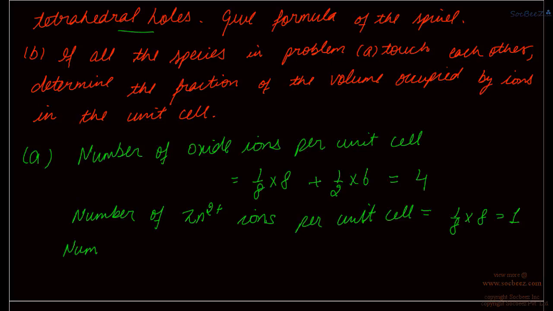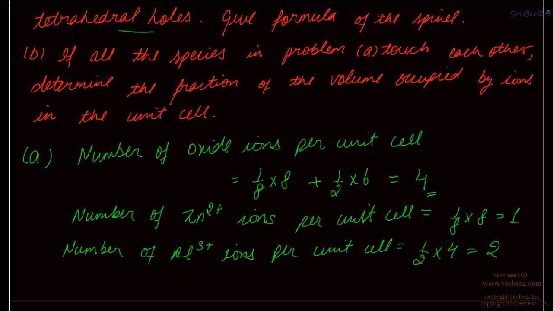Now, since 1/2 of octahedral holes are occupied by aluminium, the number of aluminium ions per unit cell equals half into the number of octahedral holes, which is equal to the number of effective atoms, that is 4. So this equals 2. The total number of tetrahedral holes is twice the number of effective atoms, that is 2 into 4 equals 8, so 1/8 equals 1. So the total number of Zn2+ ions per unit cell is 1, and the number of Al3+ ions per unit cell is 2.